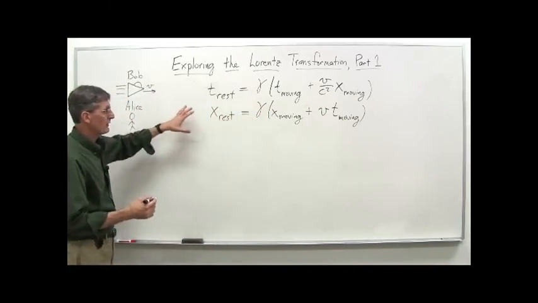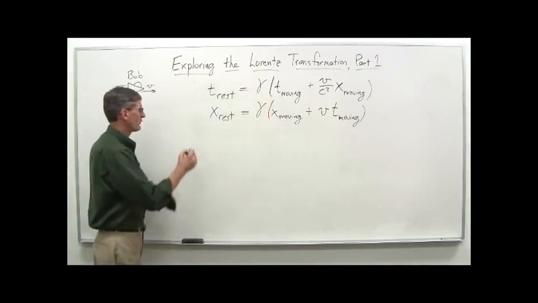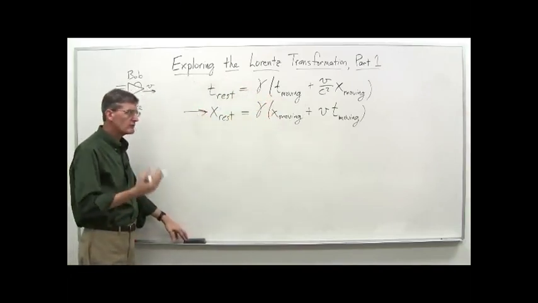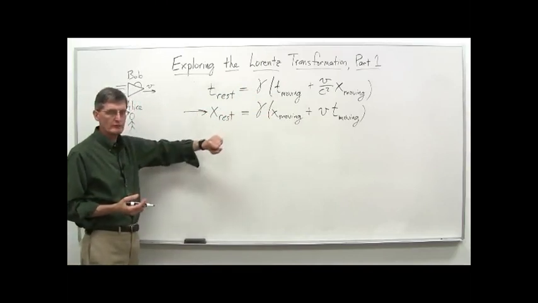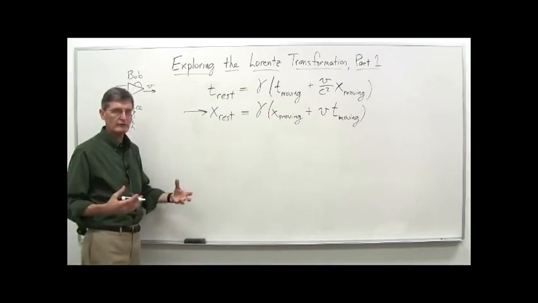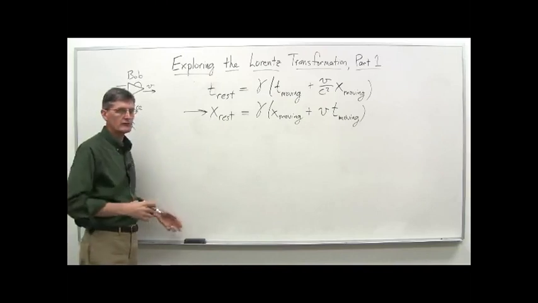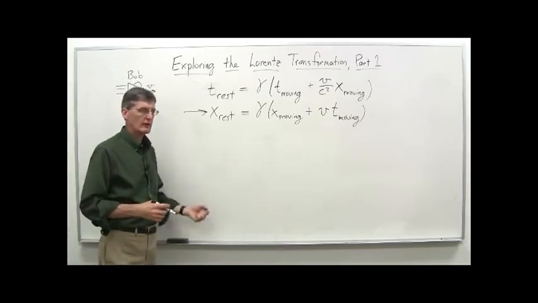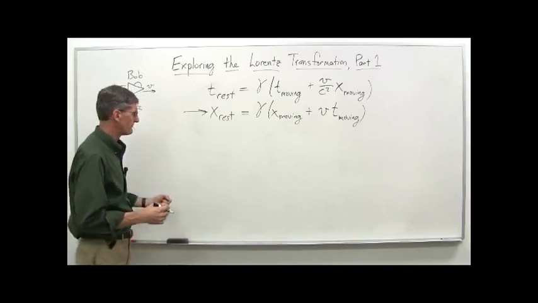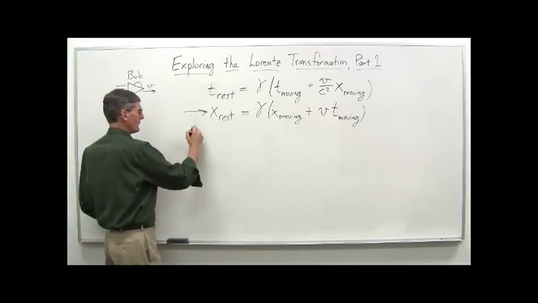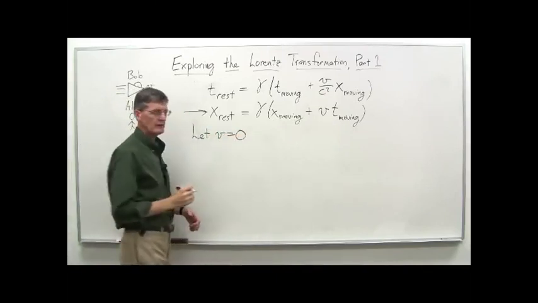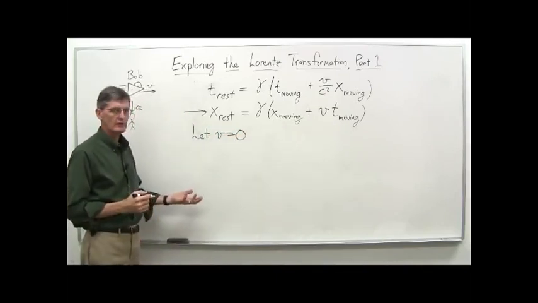Well, what we want to do in part one of exploring this is focus on this equation here and just see what happens when we put in some different values, see if the results make sense based on our previous understanding of things like length contraction. So to start off, let's say v equals 0. What if the velocity is 0 here?